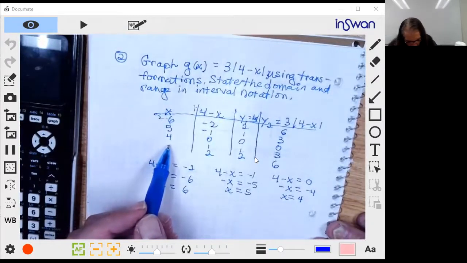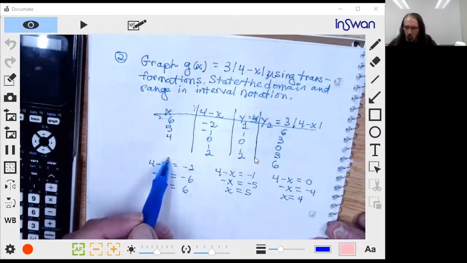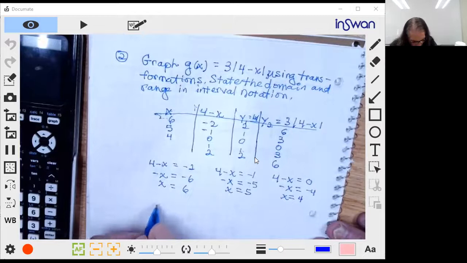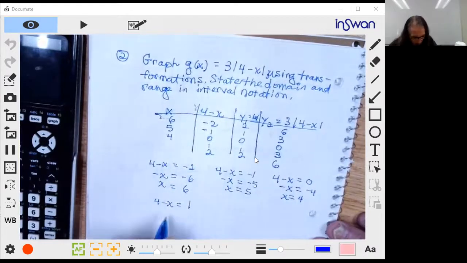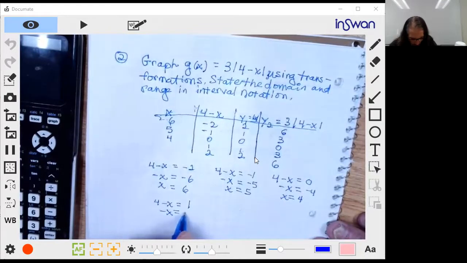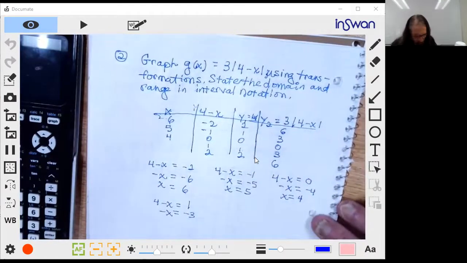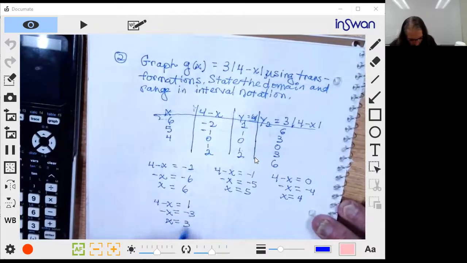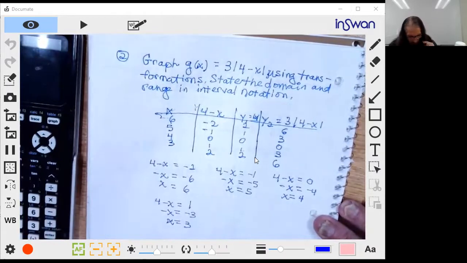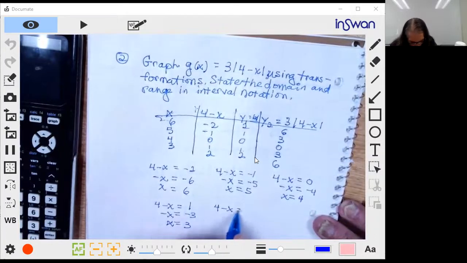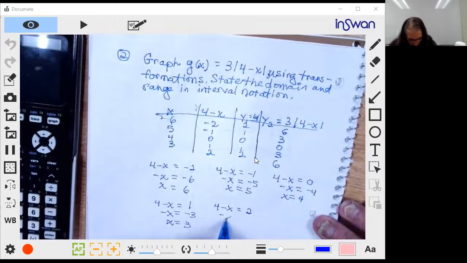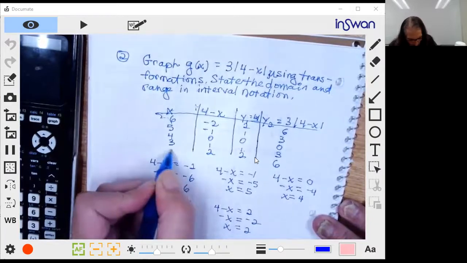And then I'm going to guess 3 and 2 respectively here, but let's check it. Get 4 minus x to equal 1. Subtract 4, just like I've been doing in all the previous ones. Yes, x has to equal 3. And finally, to get 4 minus x to equal +2, subtract the 4, and x would have to be 2.